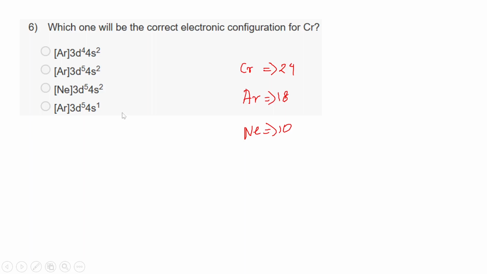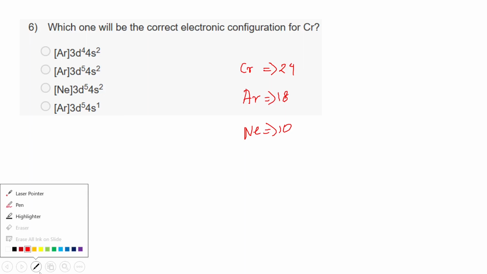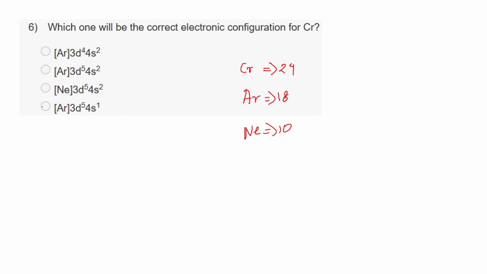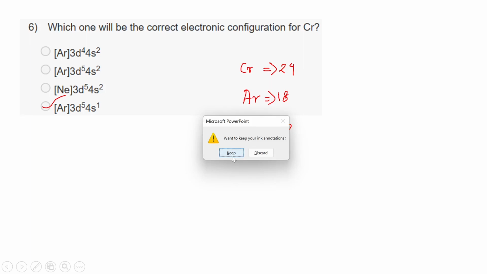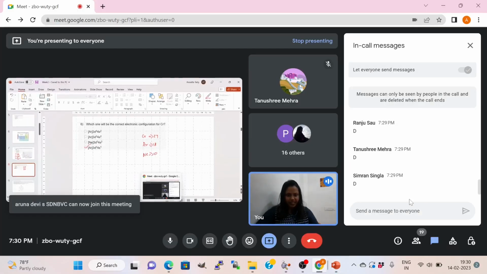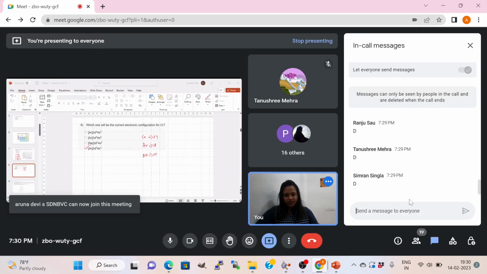Okay, so everyone has answered it right. It is option B, this one, 3d5 4s1. If anyone wants the explanation, please put it in the chat box. I will explain. Otherwise, I'll just move on. Okay, I think no one wants it, right? So then I'll move on to the next question.